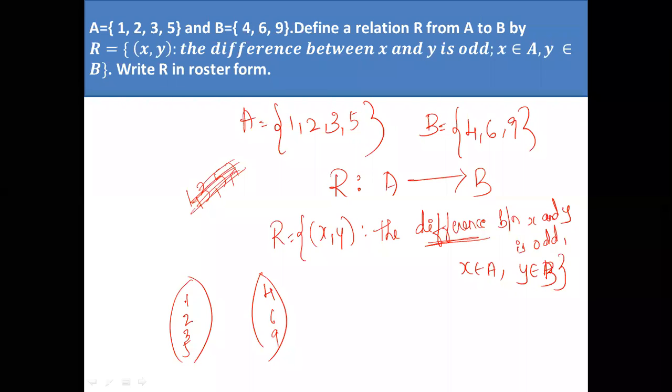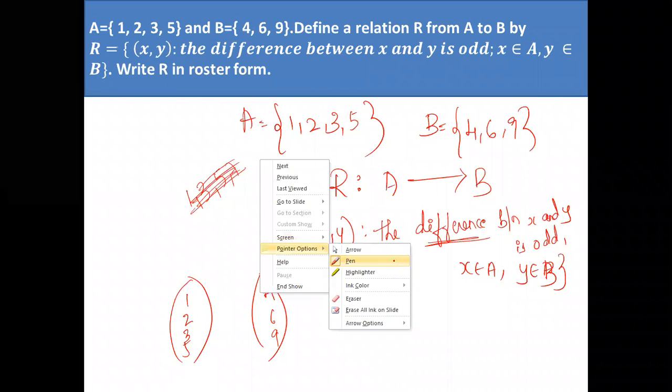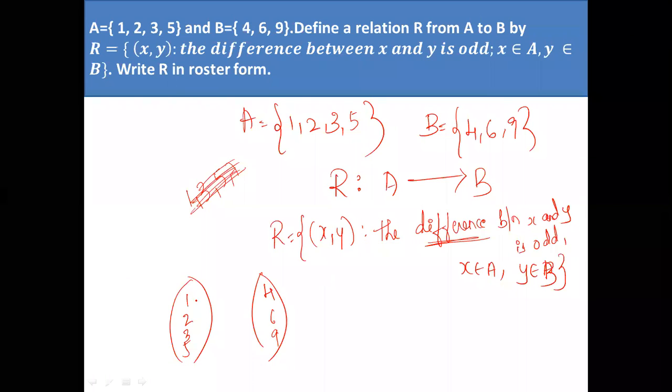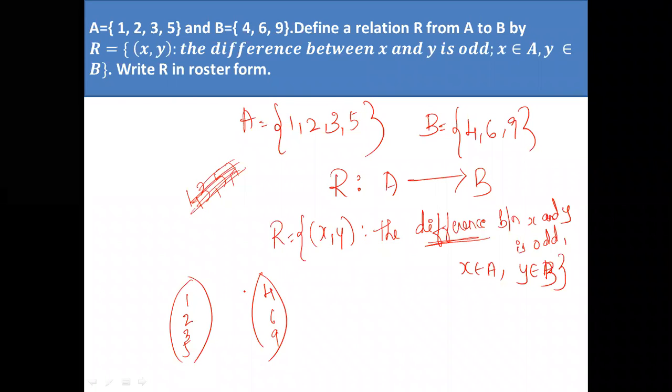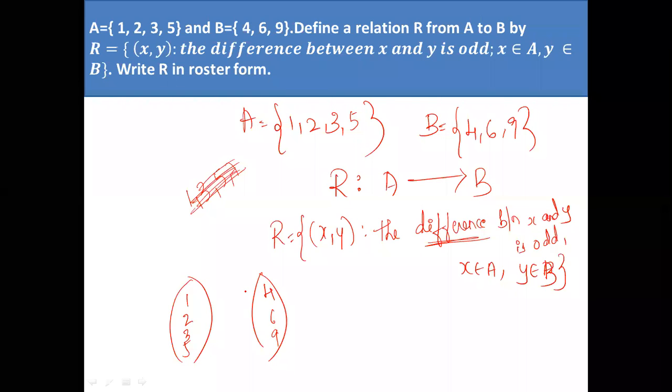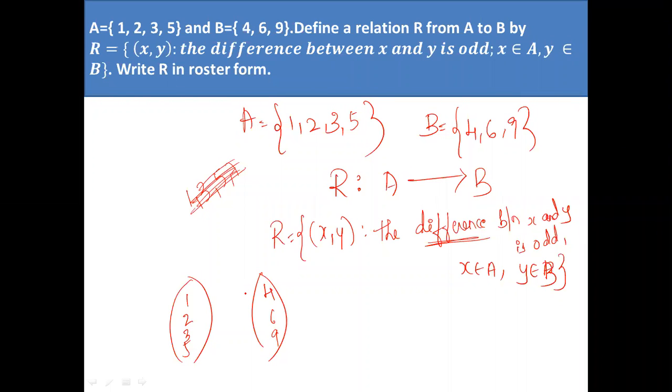First again, 1 minus 4. What is 1 minus 4? It is minus 3, correct? 1 minus 4 is minus 3. Difference, you can do it either way, x minus y or y minus x. Okay, so 1 minus 4 is minus 3. Minus 3 is odd, right? It is an odd number. Yes. So I can include 1, 4.